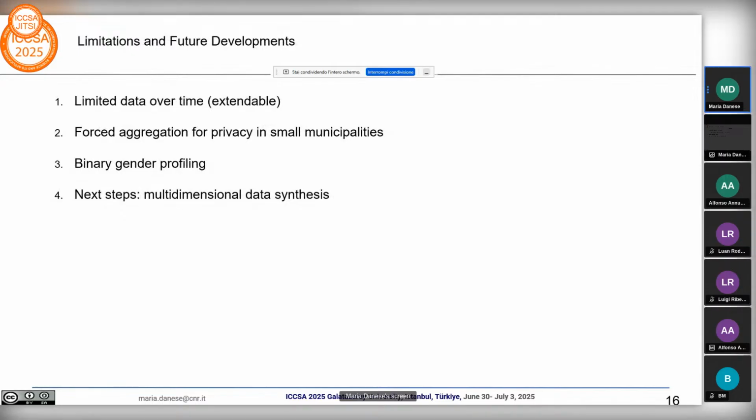And I identified some limitations and future developments, such as we have limited data over time, but this is always extendable, forced aggregation for privacy in small municipalities, the binary gender profiling of data, but this is not our fault, data are made in this way. And for the future, we hope to be able to continue the project and to have a multidimensional instrument for data synthesis. If you are able to check other limitations, I'm here for any questions.